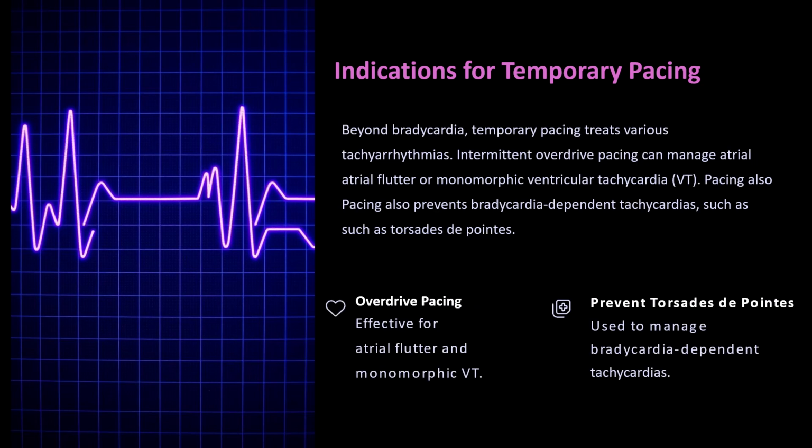Another indication of temporary transvenous pacemaker, not only bradycardia, is that they are also used for managing patients who have tachyarrhythmias. Sometimes we can use overdrive pacing for effective prevention or treatment of postoperative atrial flutter or monomorphic ventricular tachycardia. In some cases, it prevents torsades de pointes, which is bradycardia-dependent tachycardia. It's important in this case.